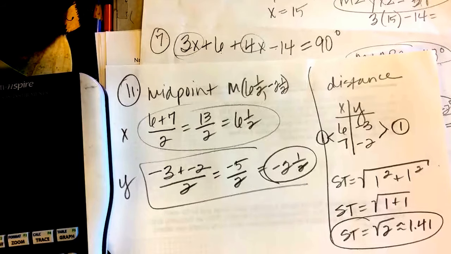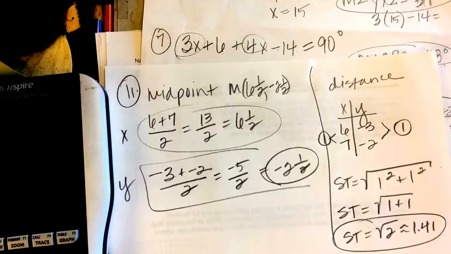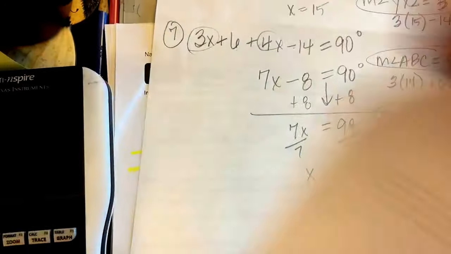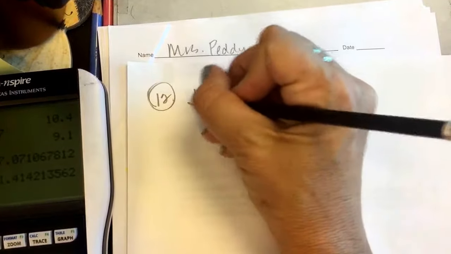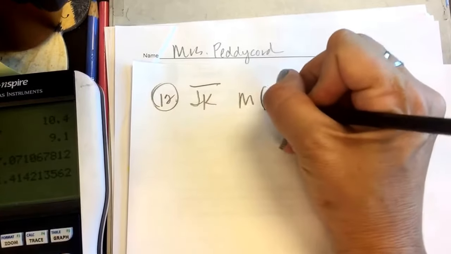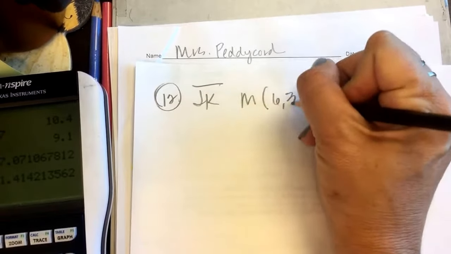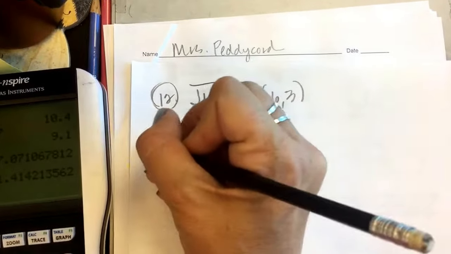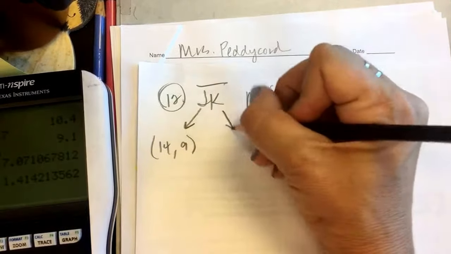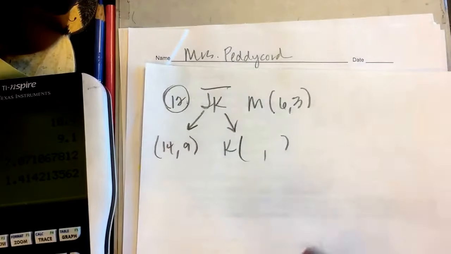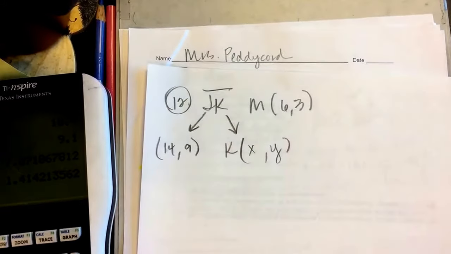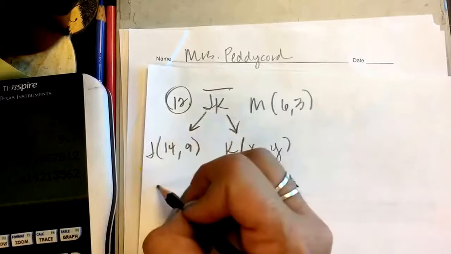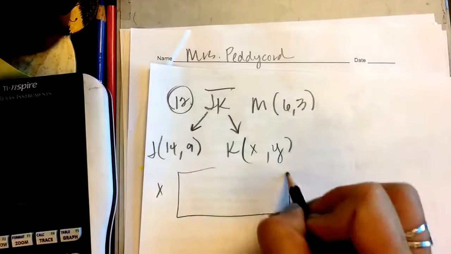Number 12. In problem number 12, they give us the midpoint and one endpoint. They say that I've got J to K, and its midpoint is 6, 3. And what I do know is J is 14, 9. The question is, what's K? I'm missing the X and Y of K. So this is working backwards because it's going to be the X and Y of K that I have to solve for. So if I add together the X's, it's going to be 14.